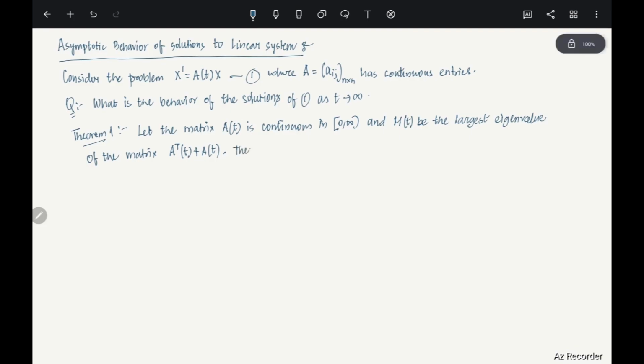Then every solution of one tends to 0 as t tends to infinity. Clear? So basically what I am saying is this: they are not only bounded, they tend to 0 as t tends to infinity, provided, what is the relation? Provided the integral of m of t from 0 to infinity is minus infinity. This doesn't have to be 0, it can be from any t naught, doesn't matter. So basically what it is saying is the tail part should be minus infinity, the integrability.